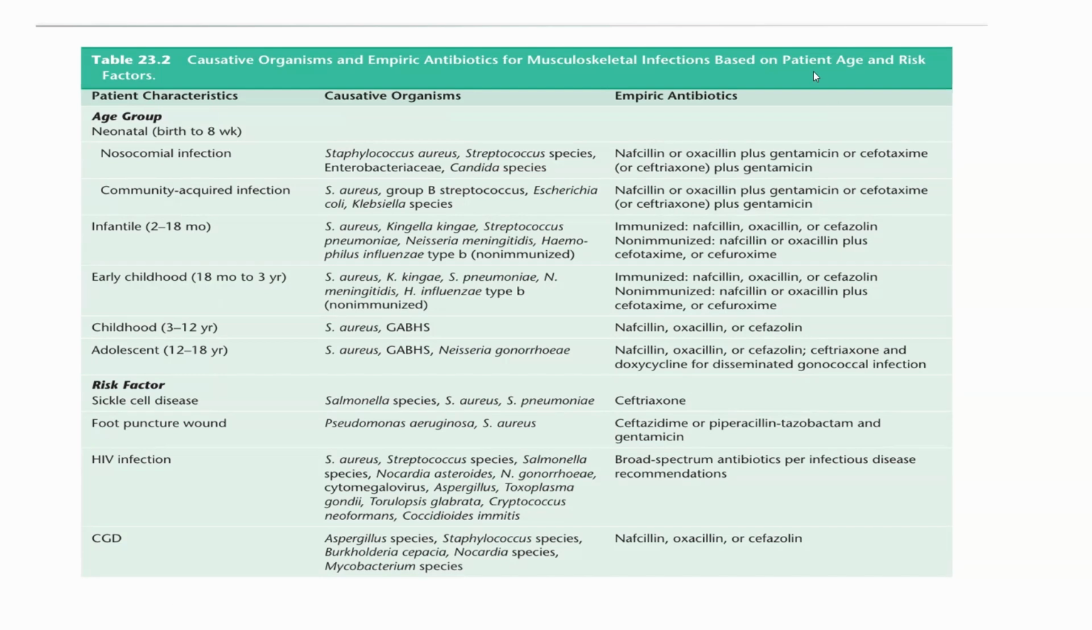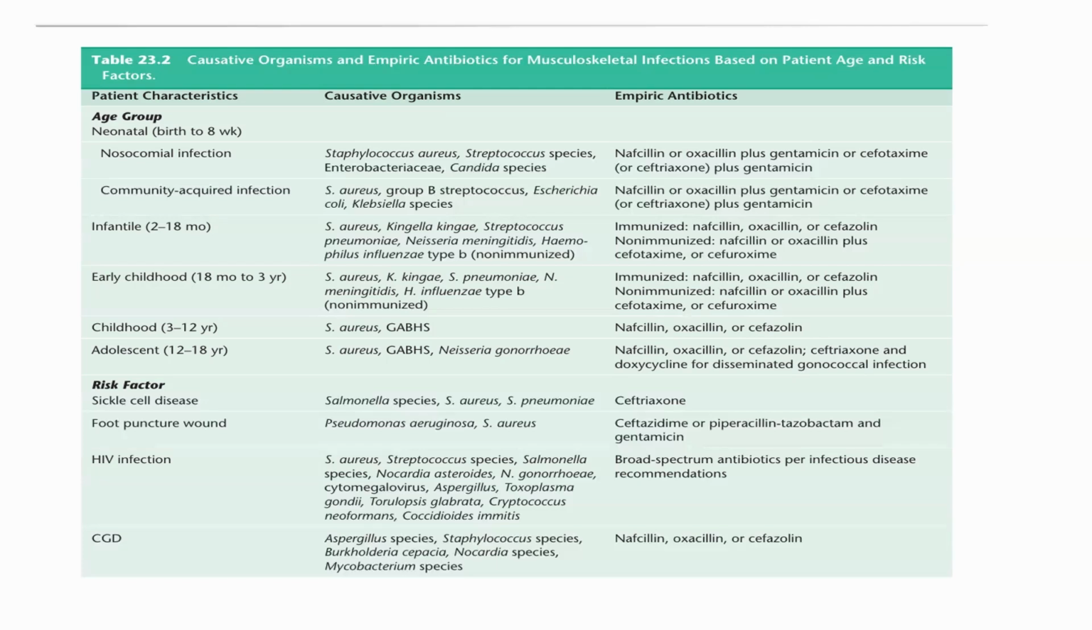In infants, from 2 months to 18 months, Staphylococcus aureus is the most common, followed by Kingella, and then Streptococcus, Neisseria, and Haemophilus influenzae. In early childhood, that is 18 months to 3 years, Staphylococcus aureus, followed by Kingella, Streptococcus pneumoniae, Neisseria meningitidis, and Haemophilus influenzae. In children from 3 to 12 years of age, Staphylococcus aureus, followed by group A beta hemolytic Streptococcus.